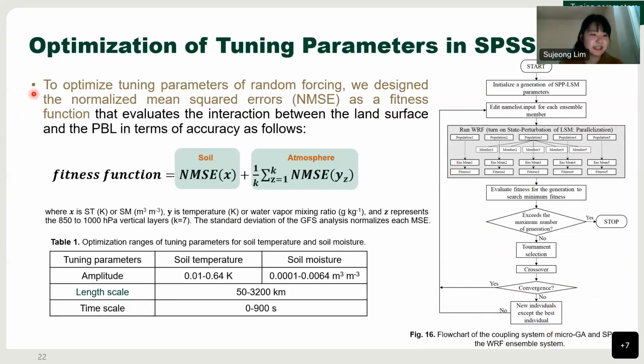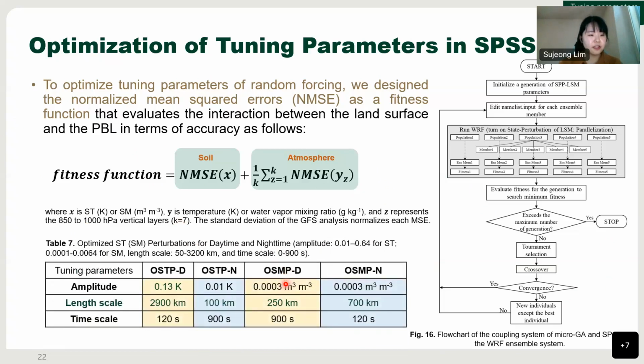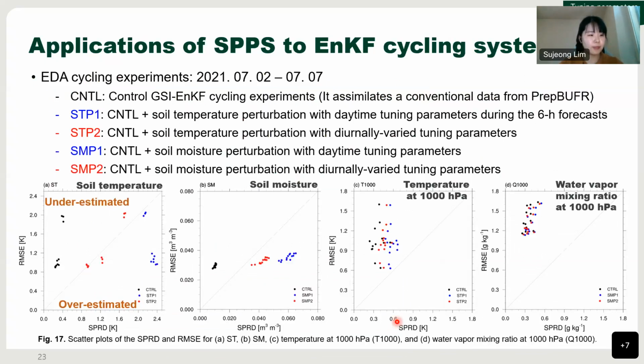Here we designed the fitness function using normalized mean square error, which evaluates the interaction between land surface and atmosphere, especially in the PBL. And based on previous work and sensitivity experiments, we assigned the parameter range like this. And as a result, we found 4 optimized tuning parameter sets suitable for soil temperature perturbation in daytime or nighttime, and soil moisture perturbation in daytime or nighttime.